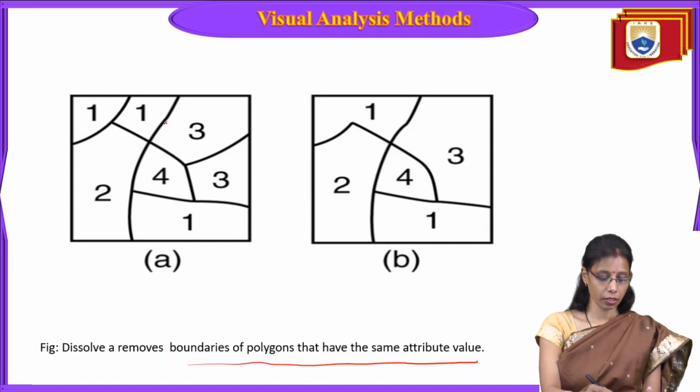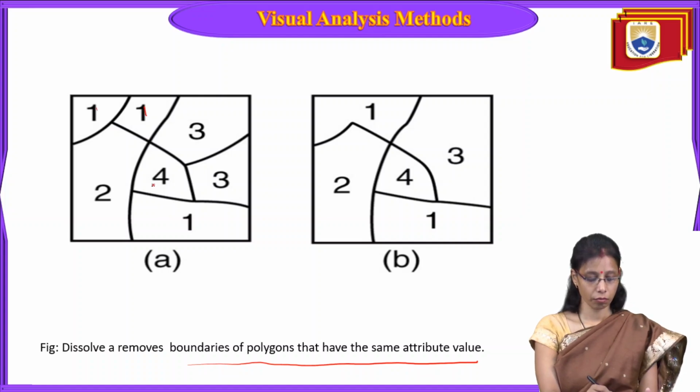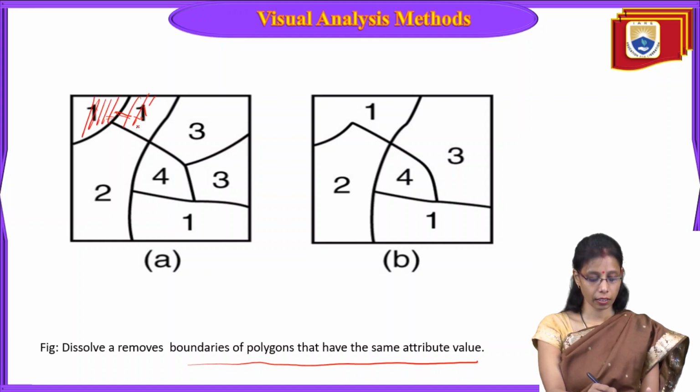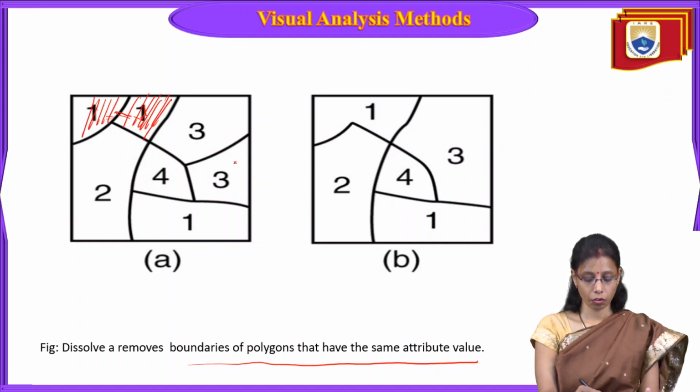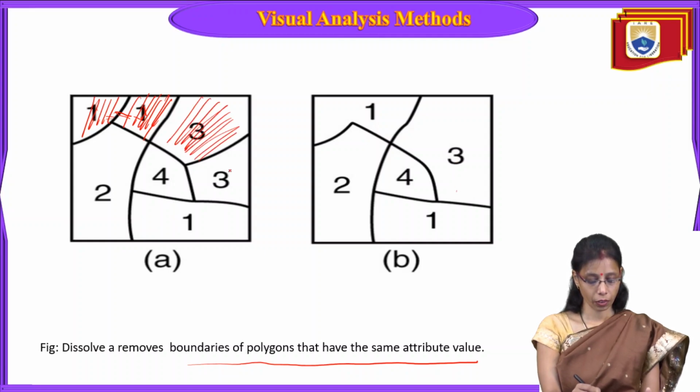Now you can observe here 1, 1. So these two I want to make into one. So what we are going to do is select this one, select this one. Now you see here 3 and 3, so we select this, and even this one. Now 1 is okay, 2 is okay, 4 is okay.